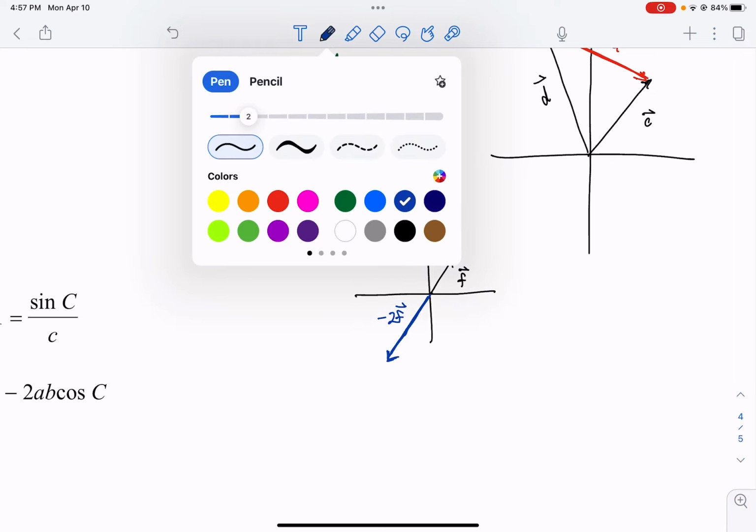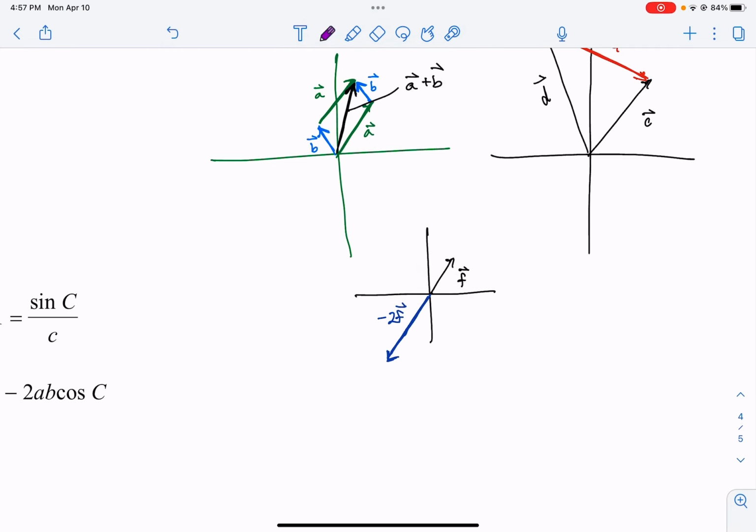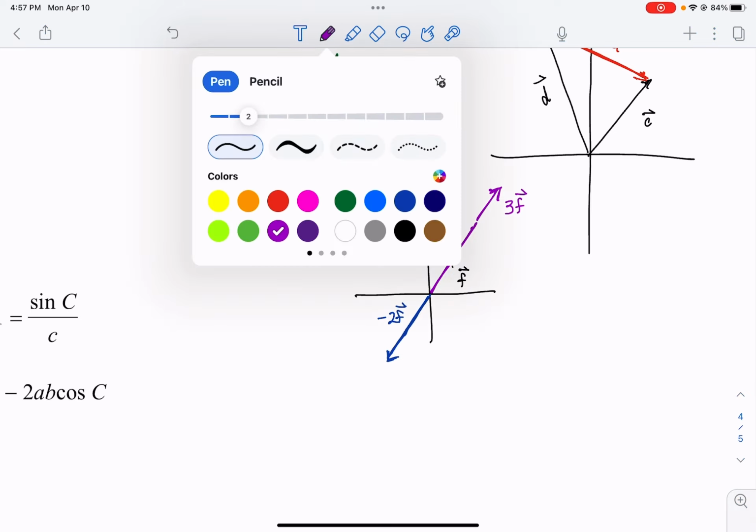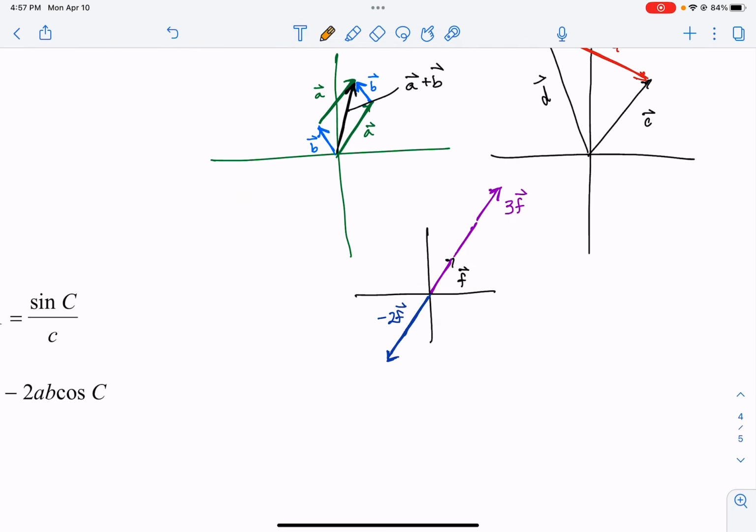Now, if I scaled by, let's say, positive 3, I would basically be going the same direction. 1, 2, 3. I'd be pointing in the same direction, just stretched out by 3. And of course, you can still do this with fractions too. If I wanted to do the vector 1/2 of F, that's going to be this little orange vector. That would be 1/2 of the vector F. It's half the length, the same direction.